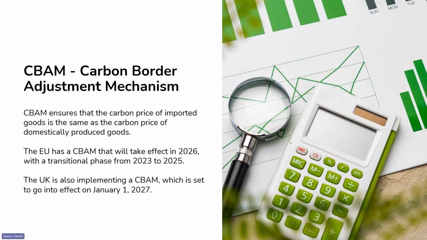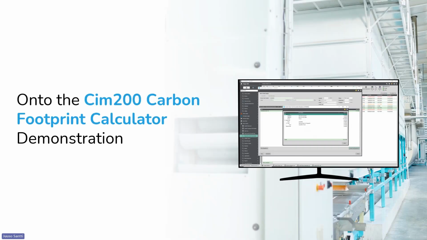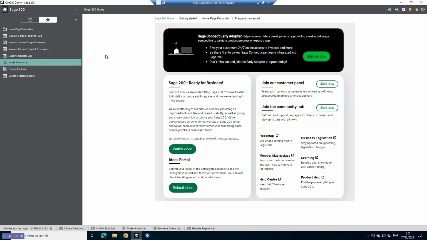That's why our Carbon Footprint Calculator will allow you to get ready and be more prepared for reporting your manufactured goods' kilograms of CO2 equivalent. If I jump on, we can have a brief look at how the calculations are actually delivered to you. If I jump into Sage 200, we can look at the main items where the carbon footprint operates.